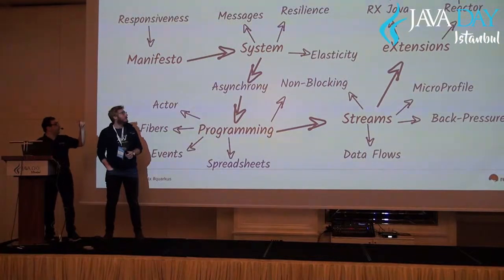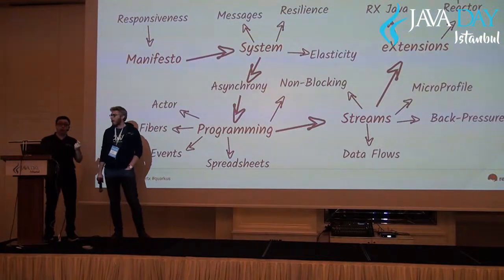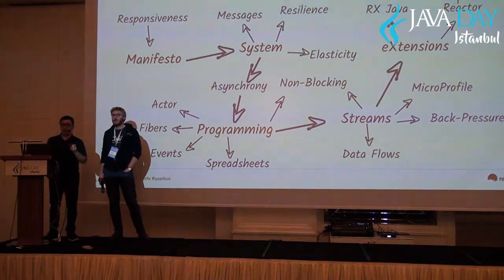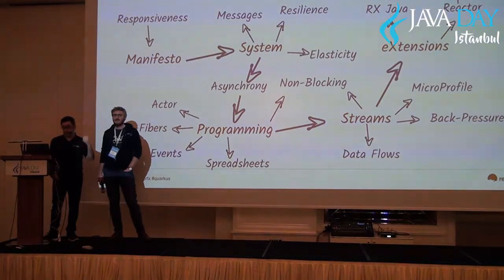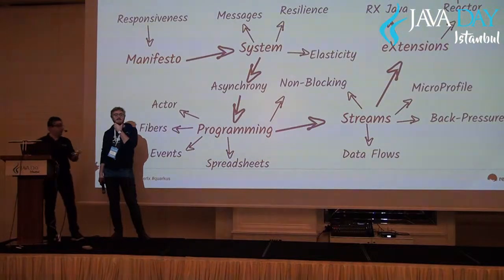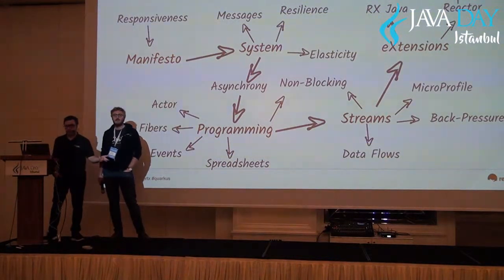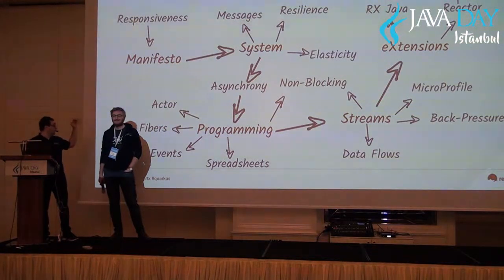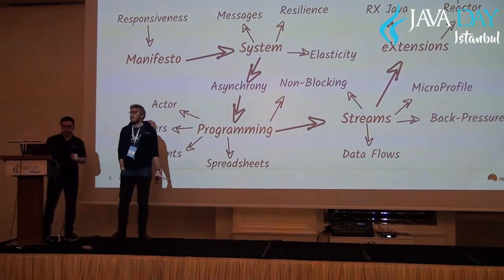Reactive systems are based on the concepts of message, resilience and elasticity, but the core essence of Reactive systems is the need for asynchrony. However, as soon as you touch asynchronous code, you want to kill yourself. Seriously, we will see that. So we need a way to write asynchronous code, and there are many options. You can use callbacks, but you should not, except if you are a JavaScript developer, or you can use actors, fibers, or events, or even spreadsheets.